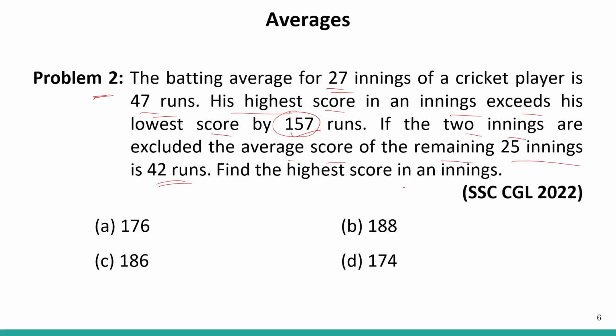Okay. So find the highest score in an innings. This question has been asked in the SSC CGL 2022 paper. So let's see which among these 4 options, that is A, B, C and D, is actually correct.